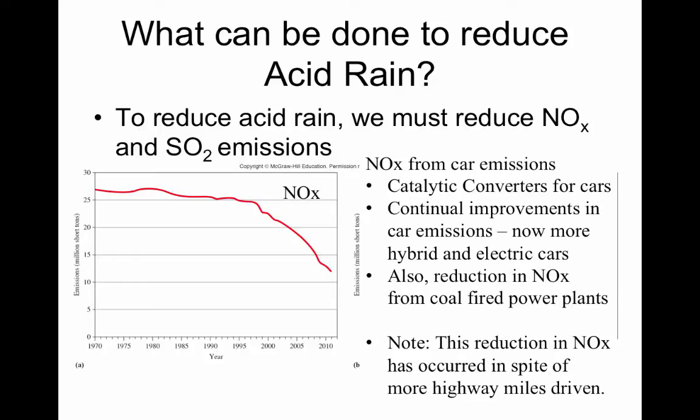Note that there has been a reduction in NOx concentrations and NOx emissions despite the fact that we have more highway miles driven than ever in the US. So this is not the result of more people taking alternative means of transportation. This is a result of improving technology to reduce emissions.